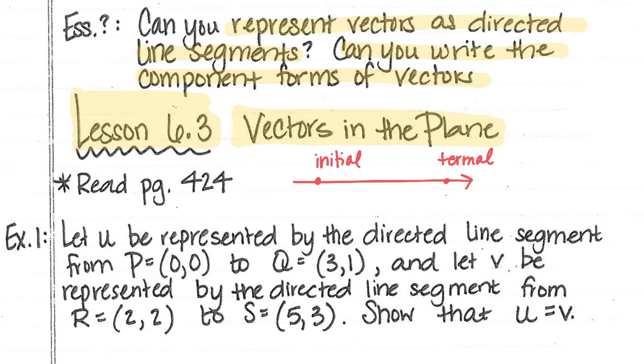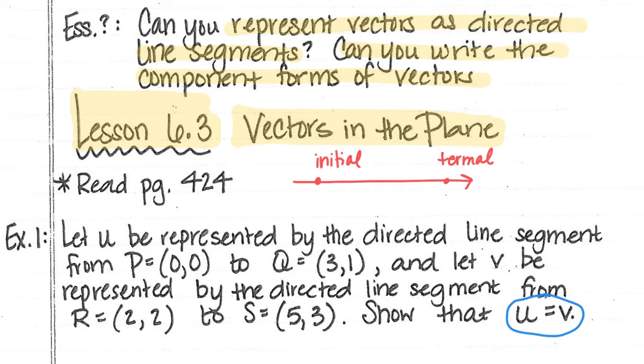We're going to start with number one. Number one states, let U be represented by the directed line segment from P(0, 0) to Q(3, 1). And let V be represented by the directed line segment from R(2, 2) to S(5, 3). And we want to show that these two are equivalent. We want to show that U is equal to V.